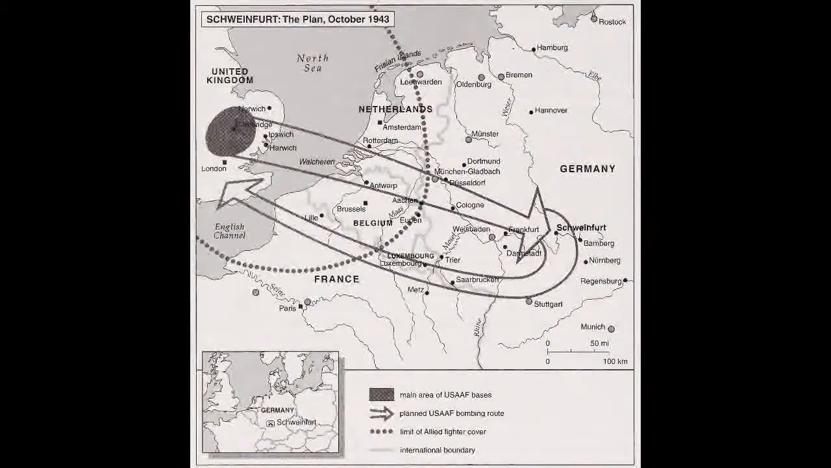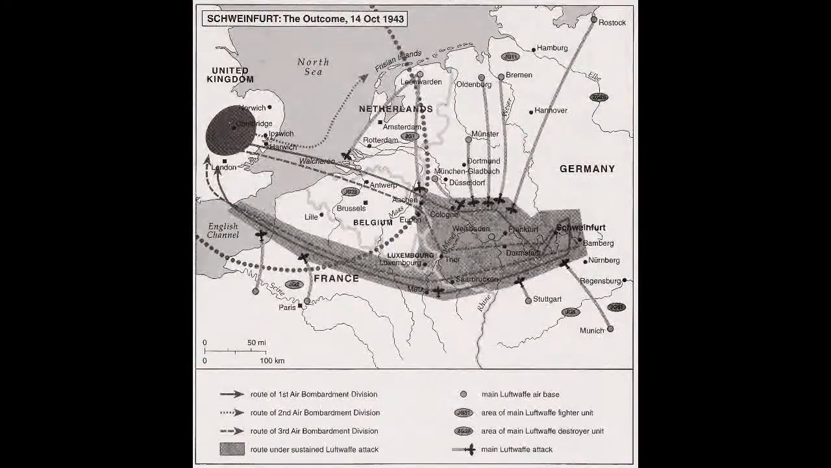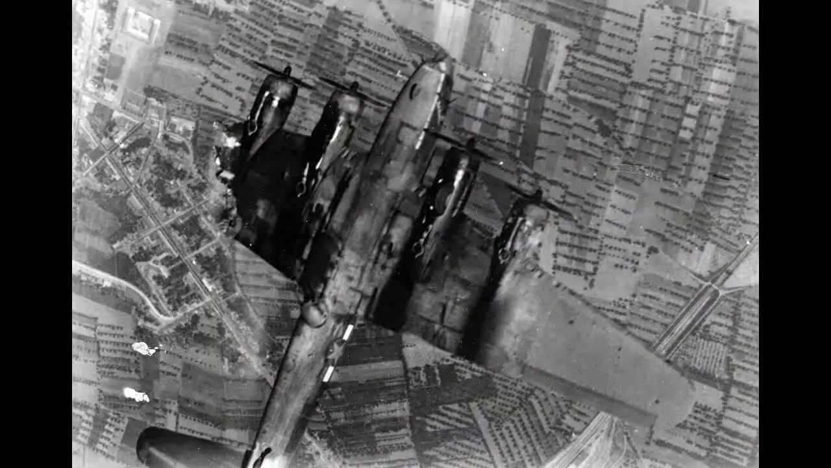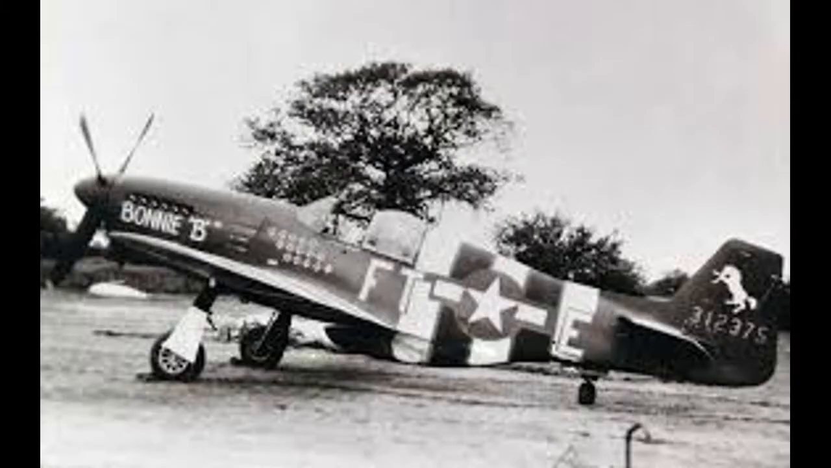On October 14th, Schweinfurt was attacked again with 291 bombers, 60 of them being lost, a loss rate of over 20%. The escorts were almost identical with the first raid and with almost an identical outcome. This led to a 5-month hiatus on deep penetration flights by the United States Army Air Corps and a rethink about the escort fighter. P-51s would not arrive until late in the winter of 1943.